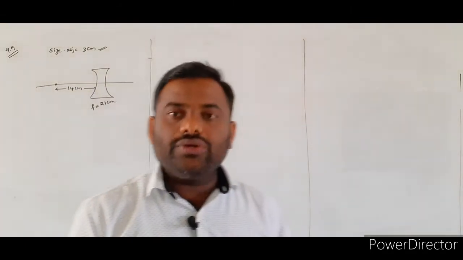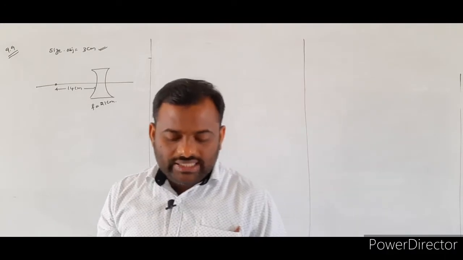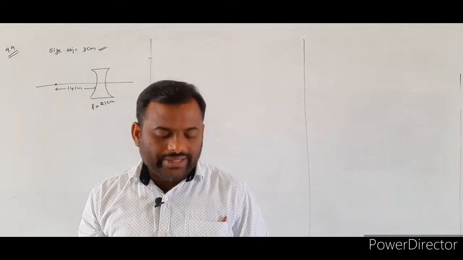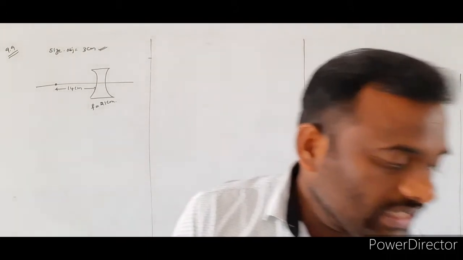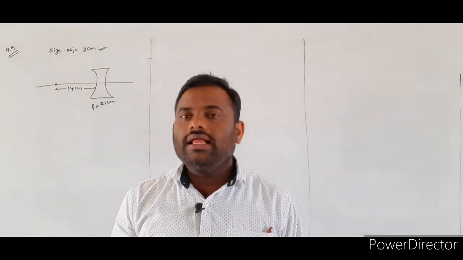Describe the image produced by the lens. What happens if the object is moved further away from the given lens?